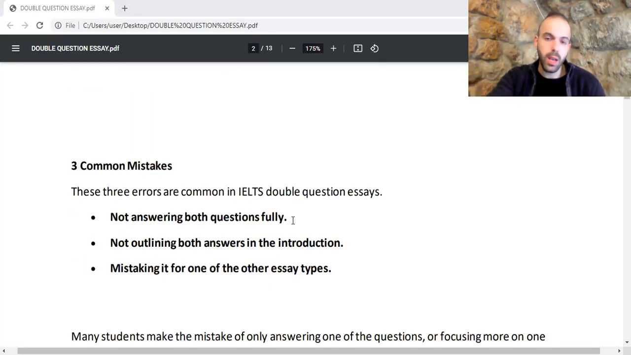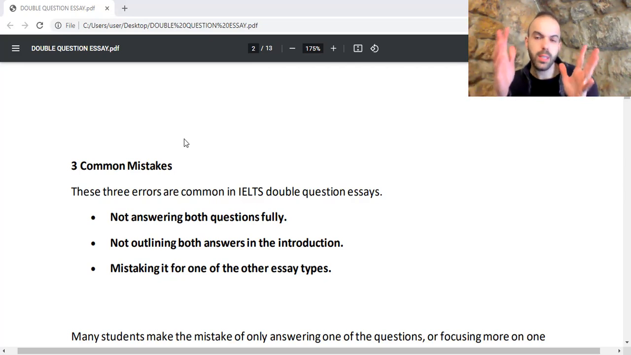So let's just highlight some of the common mistakes. These three errors are common in IELTS double question essays. If you don't answer both questions fully, you would lose marks. If you don't outline both answers in the introduction, you would lose marks. If you mistake it for one of the other essay types, you would lose marks.